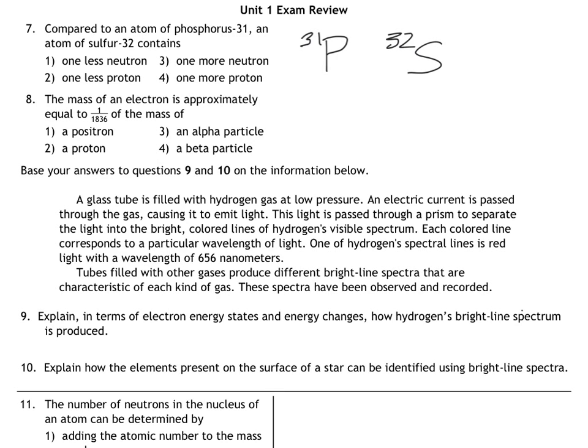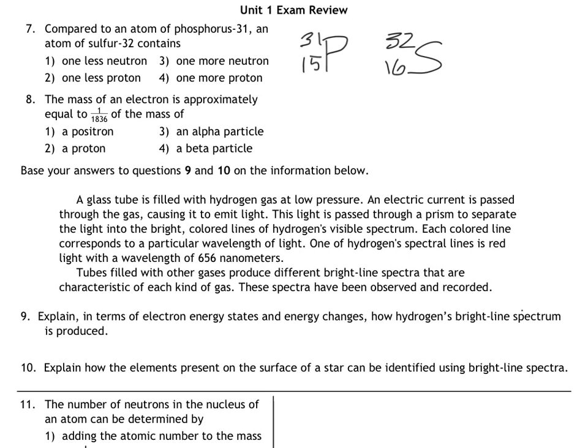So I went ahead and wrote down the symbols and their mass numbers in the top left. That's where that information always goes in this particular notation example. I'm also going to look up their atomic numbers on the periodic table, and that'll give me their number of protons. So I went ahead and looked those up. Phosphorus has 15 protons, sulfur has 16 protons.